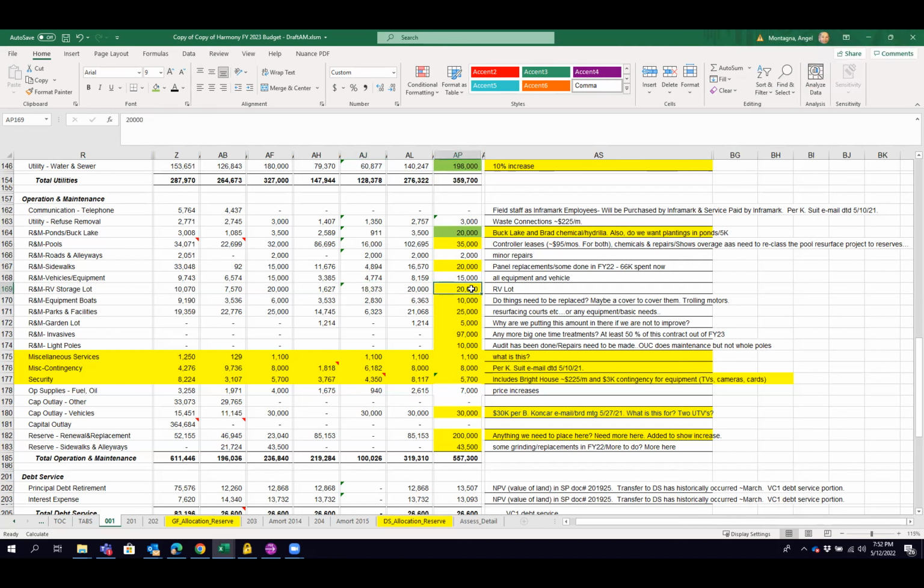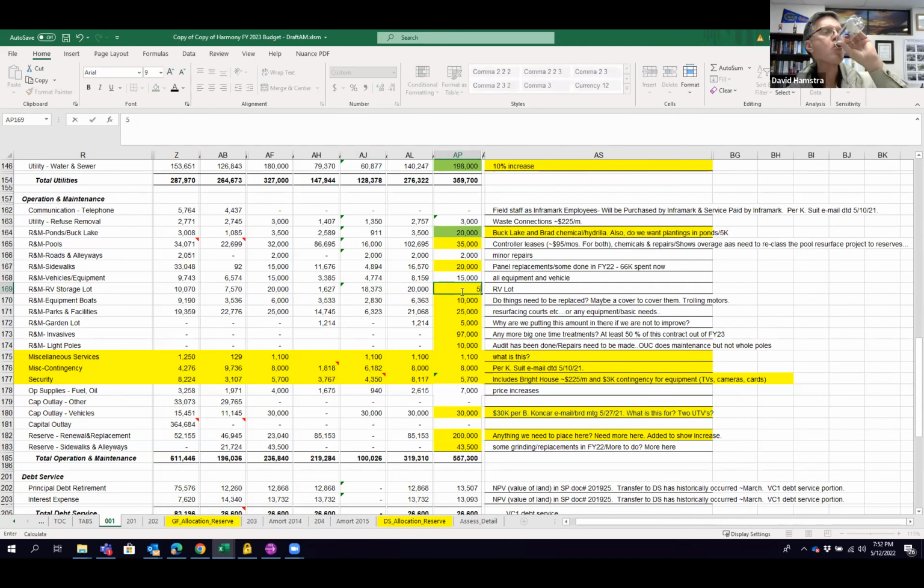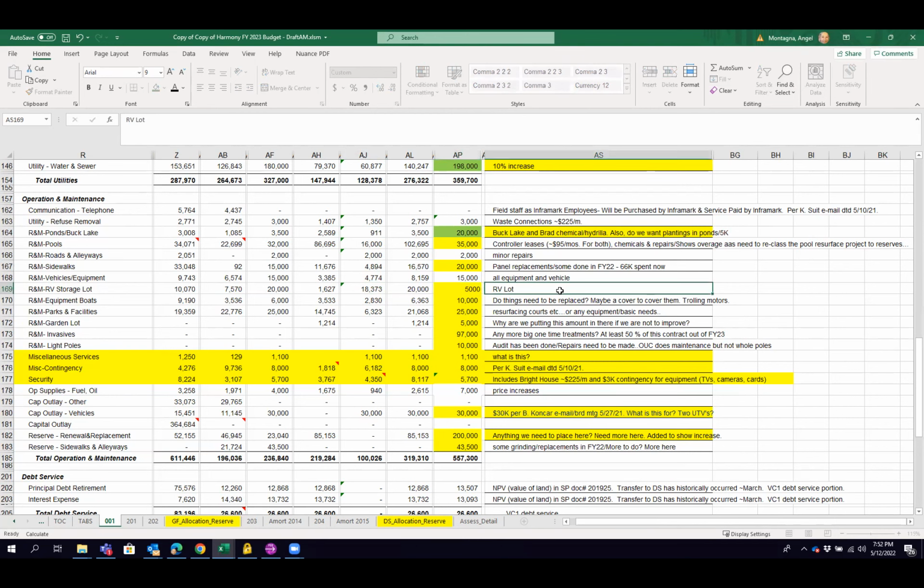Okay, so if this is truly just your repair and maintenance of the RV storage lot, then I don't think you need $20,000 in there. No. You could easily cut that to 5 and be safe at this point. You okay with 5, everyone? Yes. Okay, Roger that, thank you.